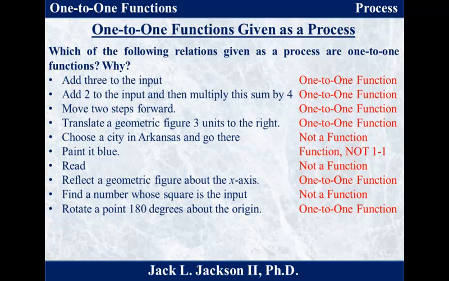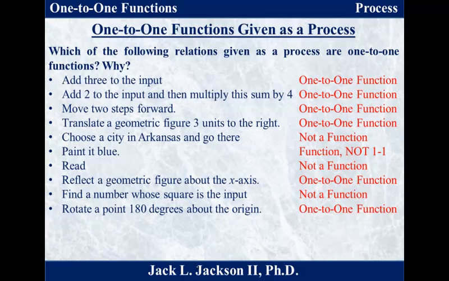The number that's 3 less than it is the one input that goes to it. So, for example, you start with 2, you add 3, you get 5. Well, the only way you can get 5 by adding 3 is to start with 2. And every single place is like that, so it's a one-to-one function.